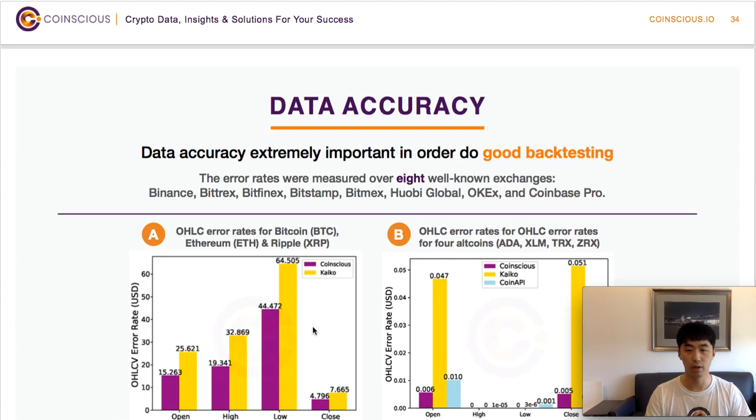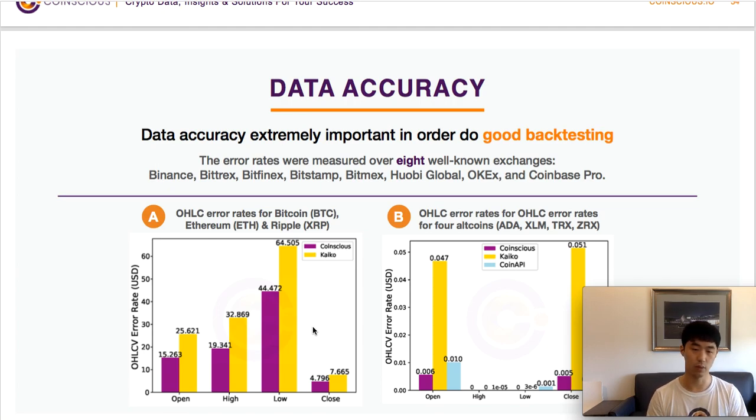The way we demonstrate our data accuracy is as follows. We took our raw data at millisecond level and computed OHLCV, and we also purchased data from other vendors like Kaiko and CoinAPI and created the OHLCV again from their data. Then we compared which data is more accurate against the ground truth, which is from exchanges. Here we look at the error rates of OHLCV. Obviously, lower is better.